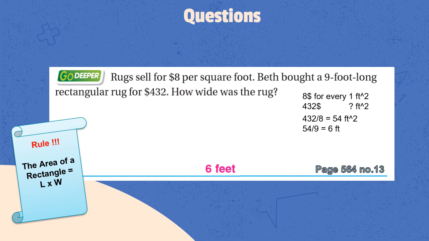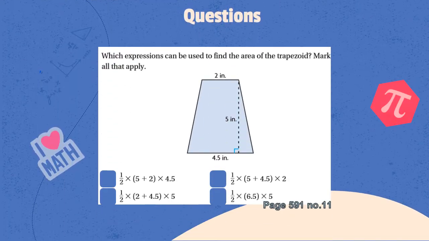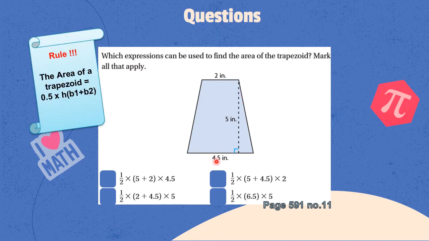Okay, let's see the next question. This question is relatively easy. We have a trapezoid. The question says, which expressions can be used to find the area of the trapezoid? Mark all that apply. We know that the area of the trapezoid equals base 1 plus base 2 times the height times half. So the area equals 4.5 plus 2 times 5 times half.